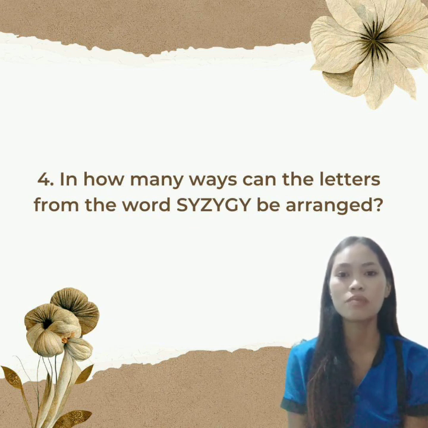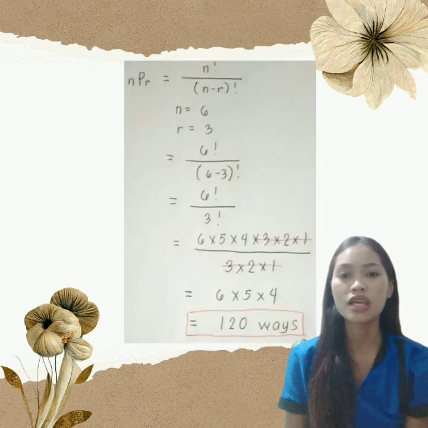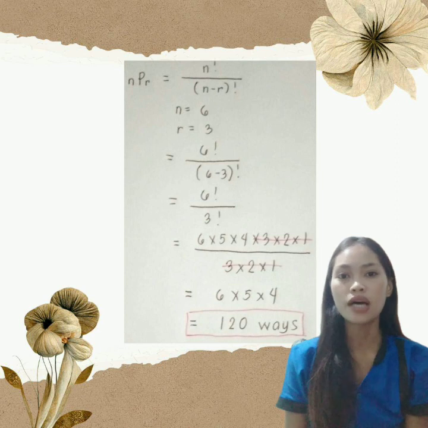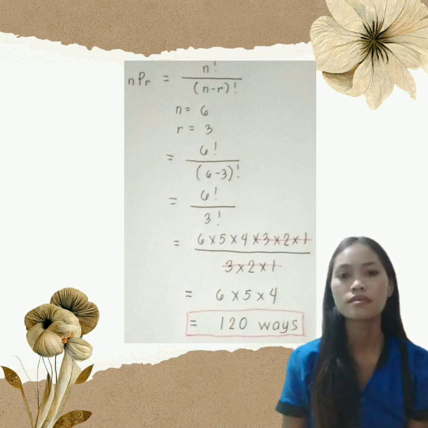In this given problem, we are going to use the permutation formula. The permutation of n r is equal to n factorial divided by n minus r factorial. So in this type of problem, we are going to find the most repeated letter. So we have the letter Y since it occurs 3 times. To find how many ways it can be arranged, we can say that 6 factorial divided by 3 factorial.